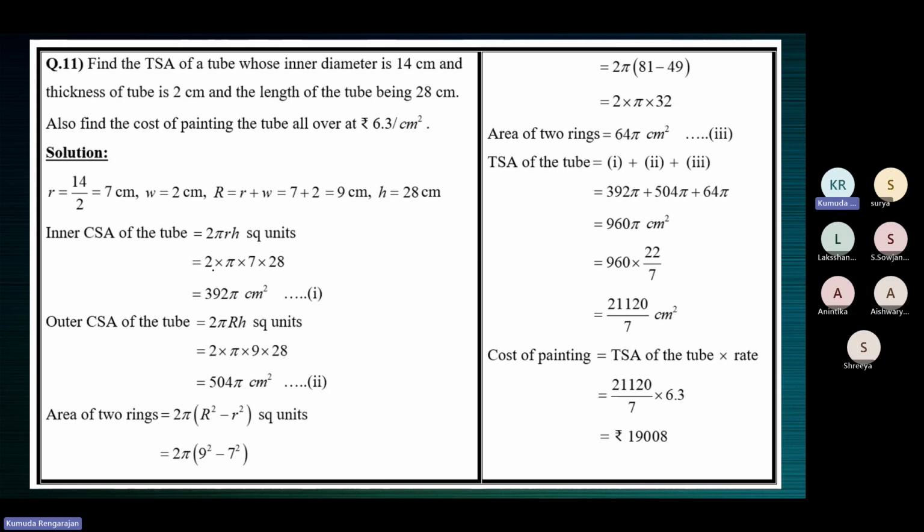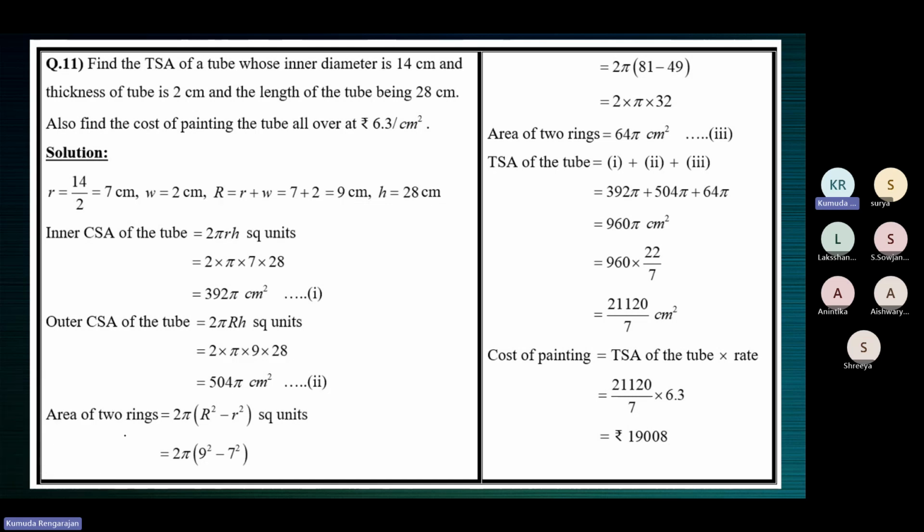So 2 pi RH, see 2 into pi into, I've substituted only for R and H. Here also, outer CSA is 2 pi capital R H. 2 pi as it is, R is 9, H is 28. I have not taken the value of pi as 22 by 7. I've used pi as pi itself. So 504 pi centimeter square.